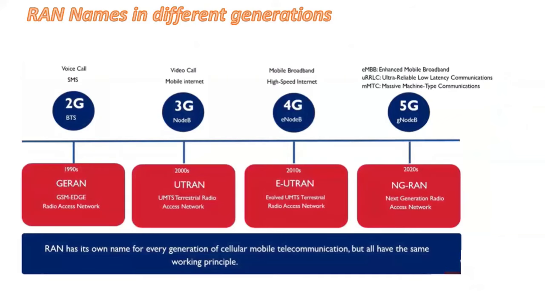And you should also know the names of various RAN generations. In 2G, we call it GERAN. In case of 3G, we call it UTRAN. In case of 4G, we call it E-UTRAN. And in 5G, we call it NG-RAN. So this also we have covered in our previous session. Please go through it, because I'm not going into details of these topics, but at least you should know the names: what are the RAN technology names in case of 4G, 5G, 3G and 2G.